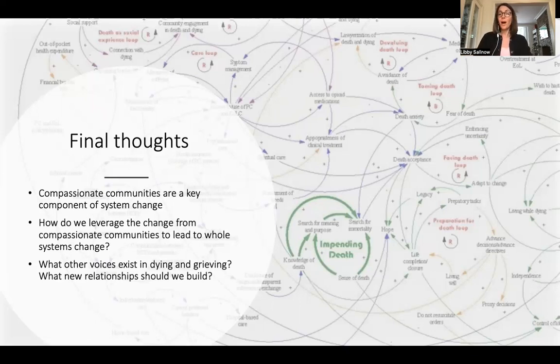Also crucially, what other voices exist in dying and grieving? We within compassionate communities are not the only voices. How can we bring in other people, other actors, and build other relationships across areas where people wouldn't think to be involved? Because that's where we begin to really understand that whole system and really begin to shift significant change, by bringing in people who would not otherwise think to be involved. Then we can begin understanding the whole breadth of the system and the change that we need to make.